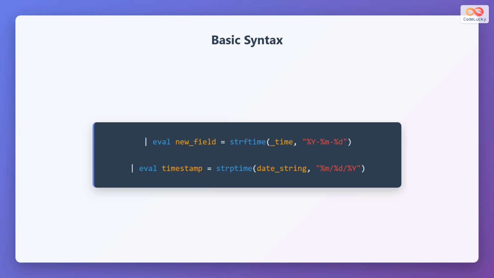Similarly, strptime parses formatted date strings back into Unix timestamps. The syntax follows eval timestamp = strptime(date_string, "%m/%d/%y"). These functions work together to provide complete time conversion capabilities.